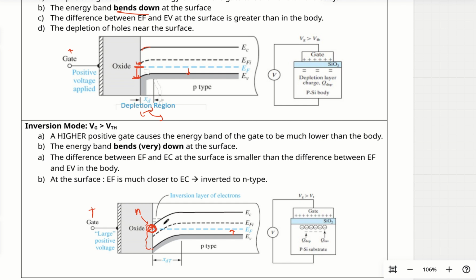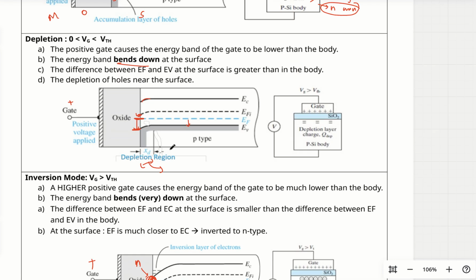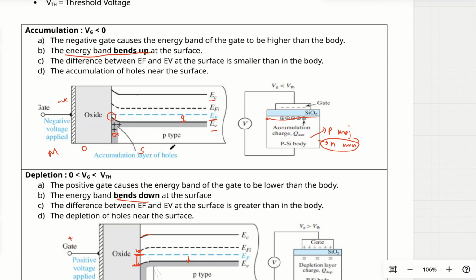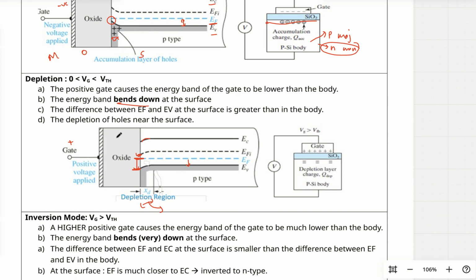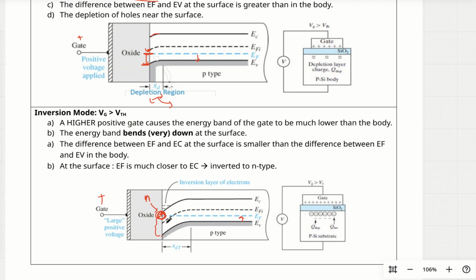So these are the three modes and how the energy band changes. The important thing is for accumulation it bends up, depletion it bends down, inversion it bends very much down.